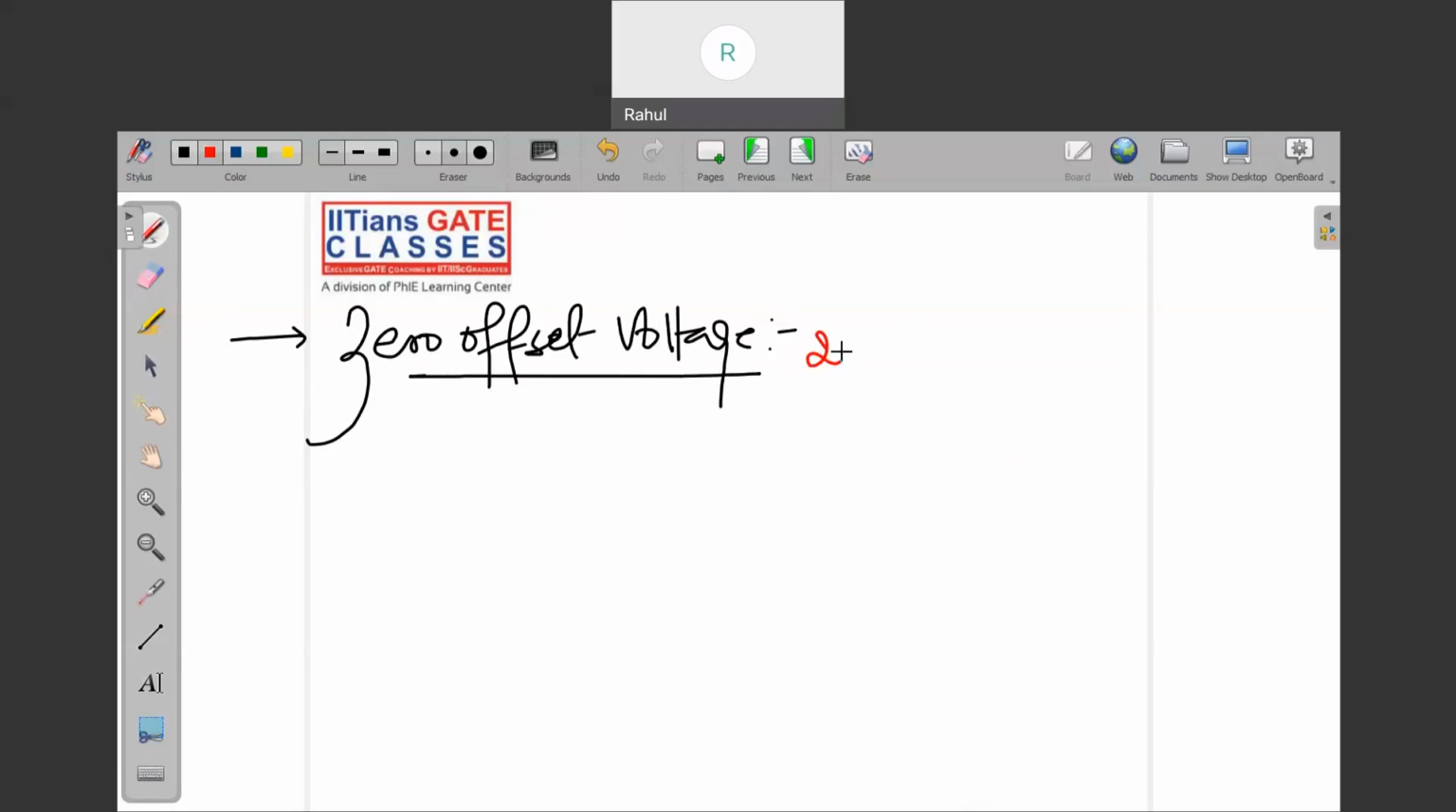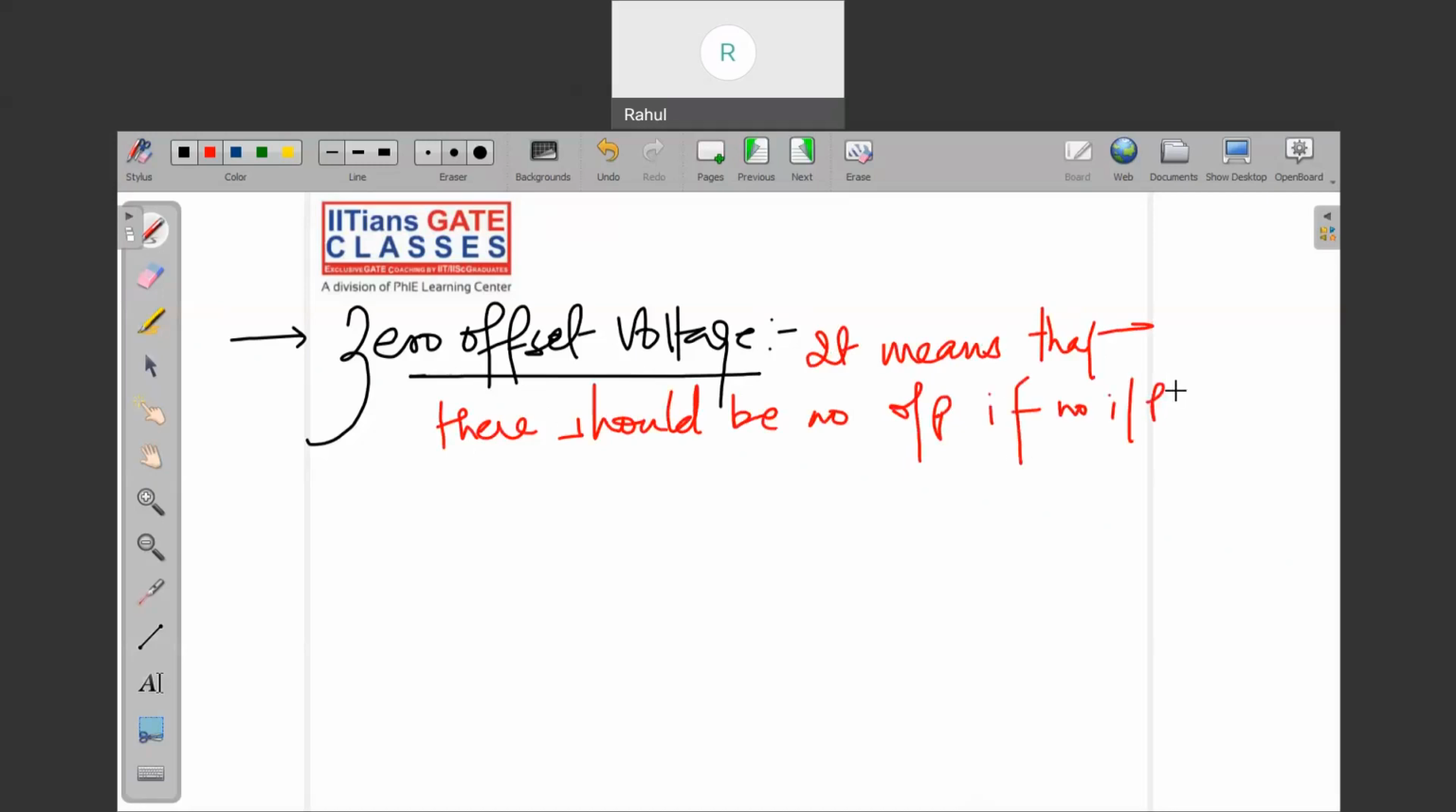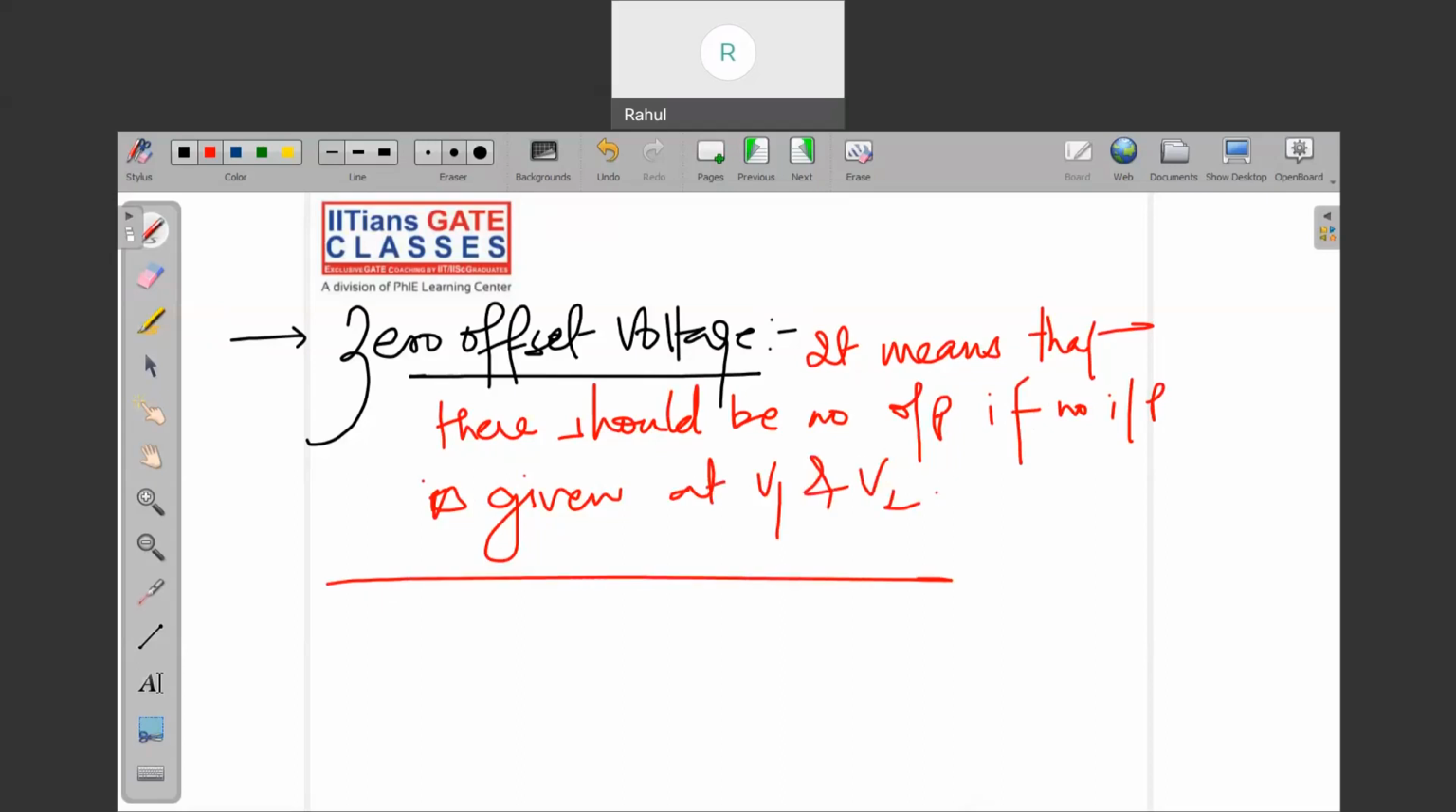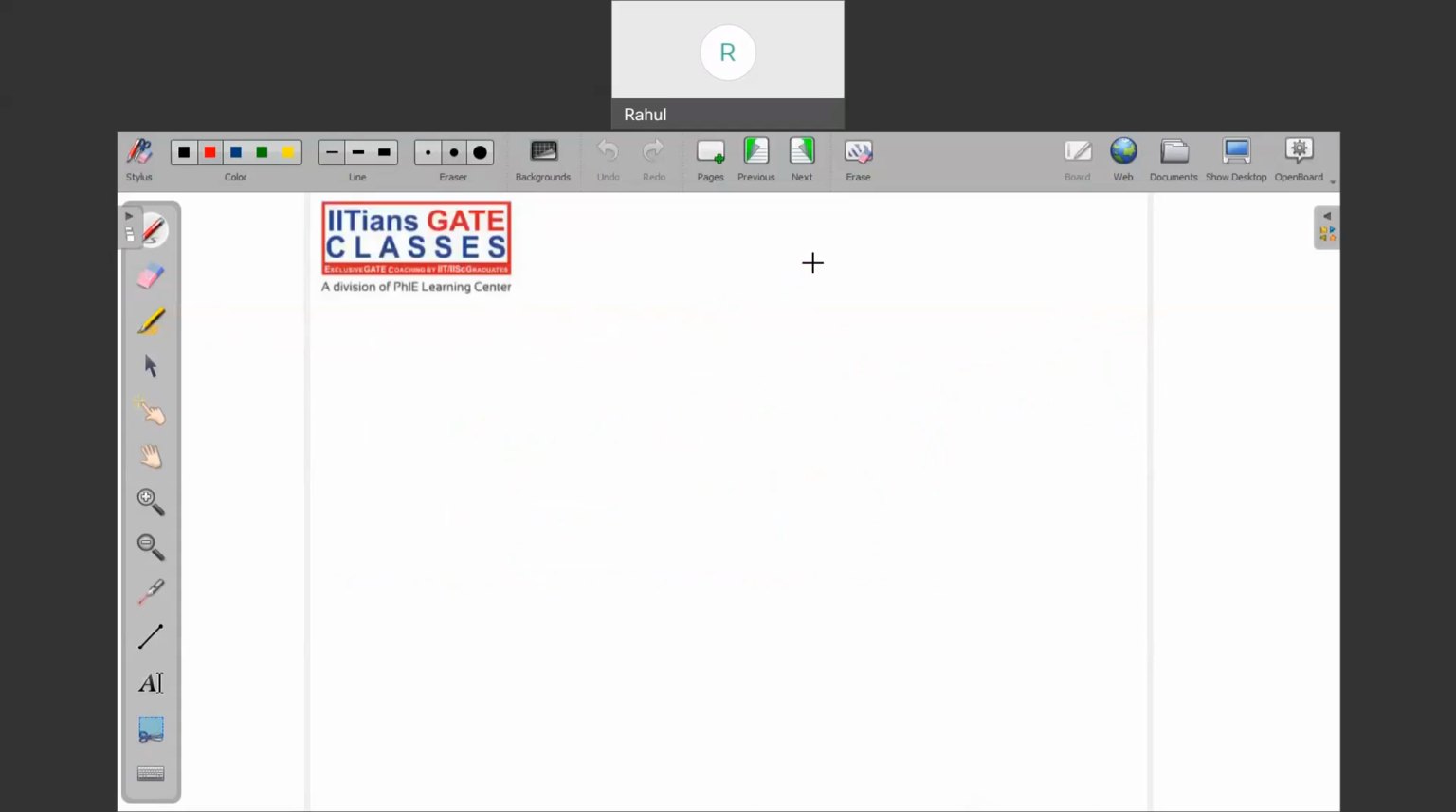It means that there should be no output if no input is given at V1 and V2. So, zero offset voltage, what is the meaning of that? Zero offset voltage means that there should be no output if no input is given at V1 and V2. So there will not be any output, remember this.